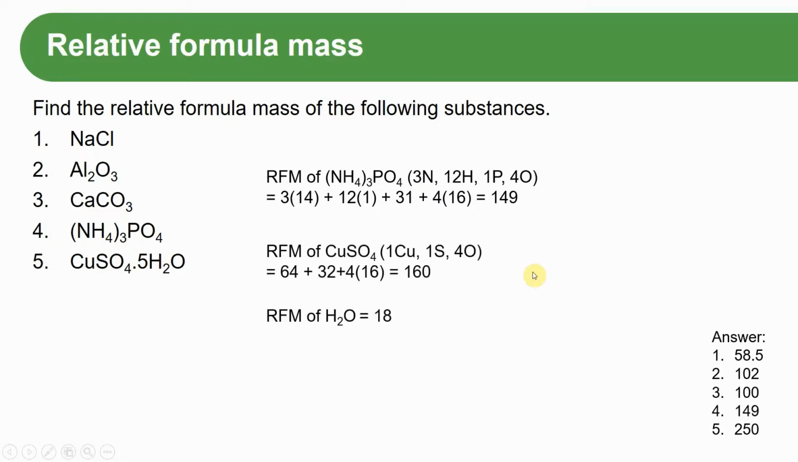The next one is hydrated copper(II) sulfate. This dot here means there's water present in the crystal. The calculations can be done separately. For copper sulfate it is 160, and for 1 water molecule it is 18, and there are 5 water molecules here. So in total, the mass is 250.